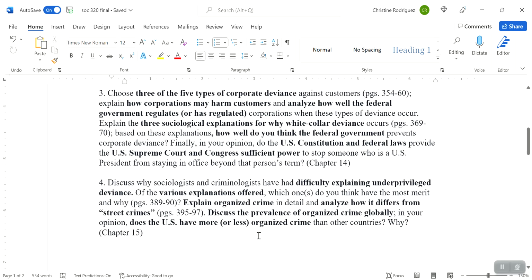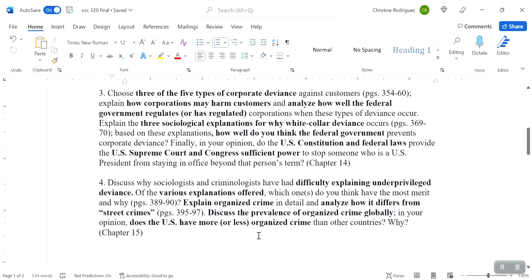Chapter 14, I ask you to choose 3 of the 5 types of corporate deviance against customers. And so again, I pointed you there to the pages 354 to 60. 5 different types of corporate deviance occur. Corporate deviance against customers, because there are various types of corporate deviance, but I want you to focus on the types of deviance against customers. False advertising, etc. So explain how corporations may harm customers and analyze how well the federal government regulates or has regulated corporations when these types of deviance occur.